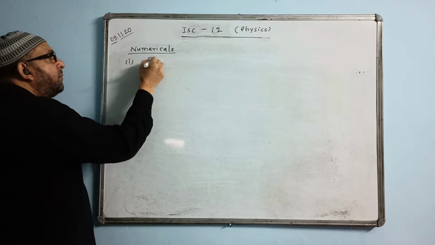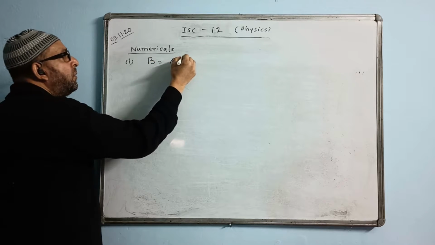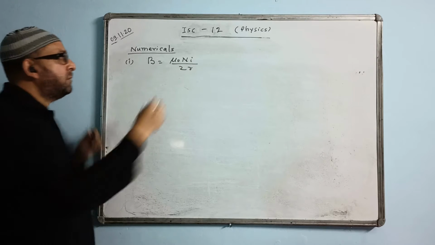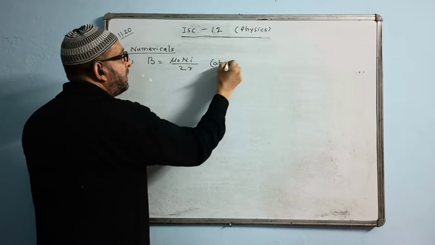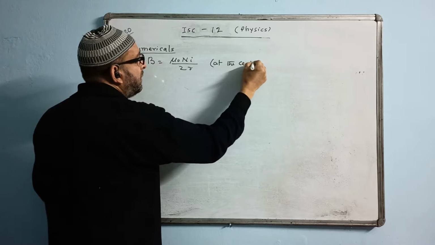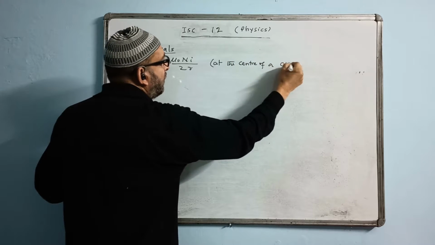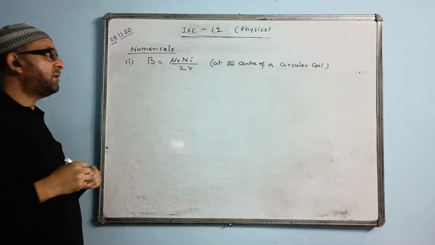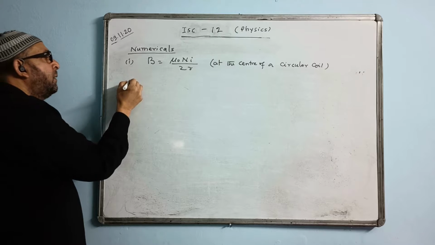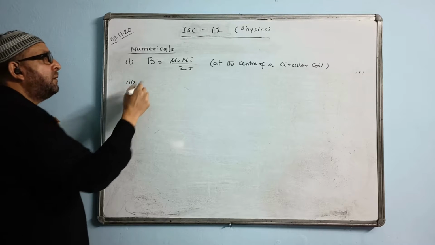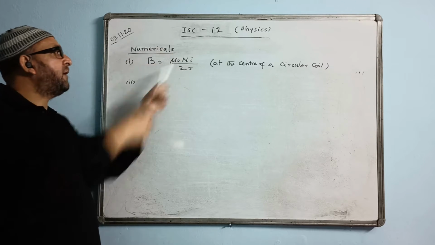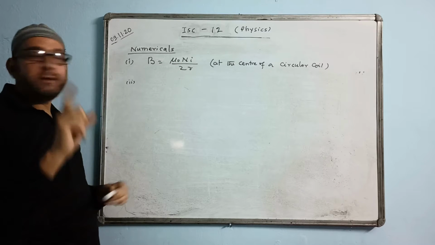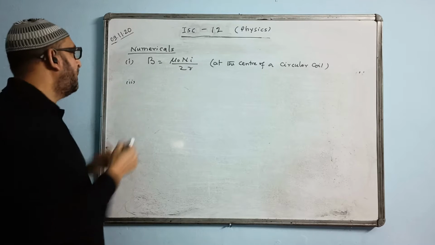First formula is this one: B equal to mu naught N I by 2R. This is for a circle, at the center of a circular coil. This is the formula. If you have only one circle, the value of N is 1. If the circle has 100 turns, then multiply by 100. If it is only one circle, you just have mu naught I by 2R directly.